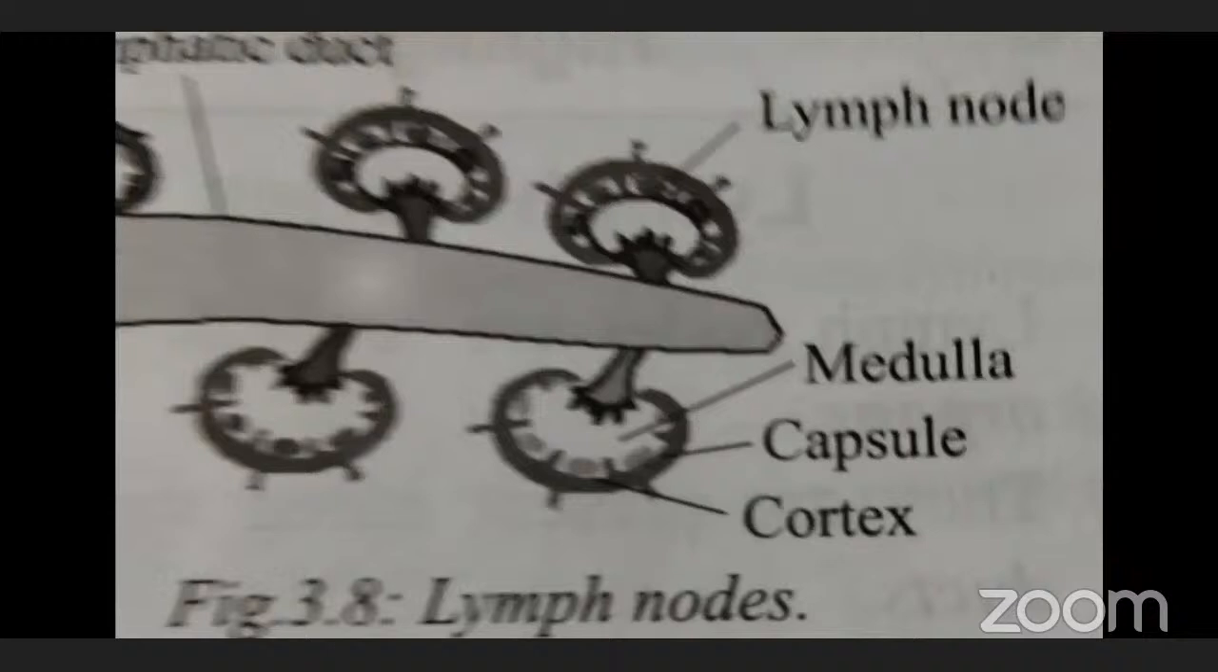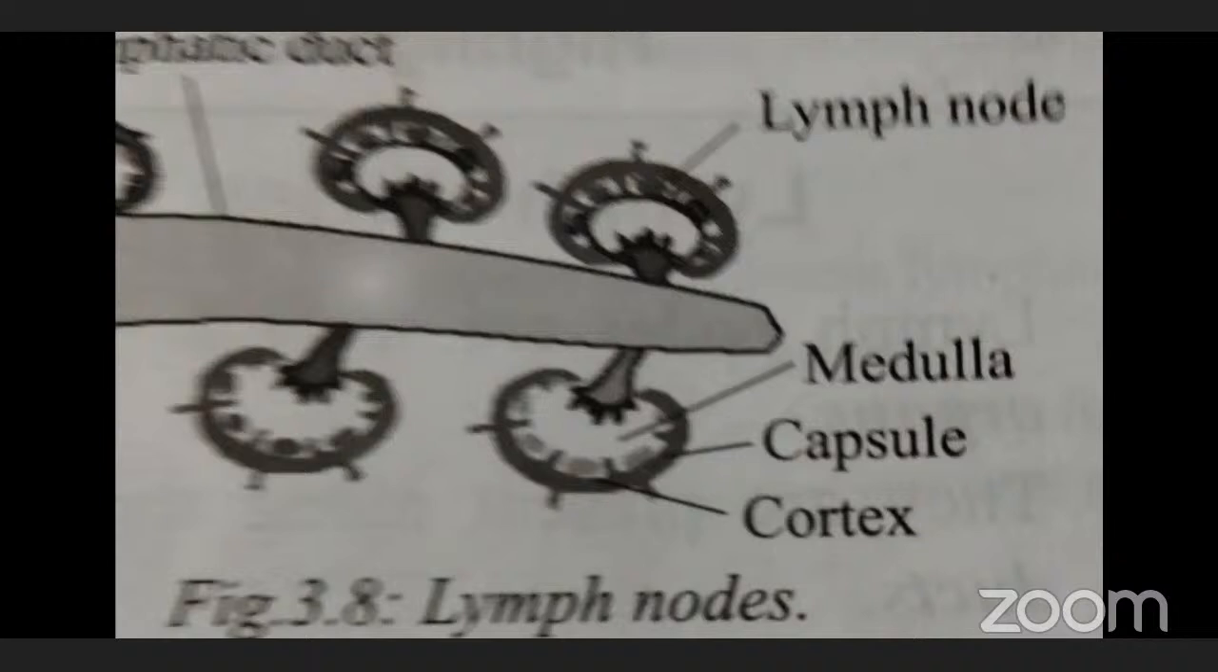Lymph nodes are secondary lymphoid organs. This is the structure of a lymph node. Node means a small knot-like structure. This is called a node. Lymph nodes are complex cellular spherical or ovoid structures present along the lymphatic ducts.